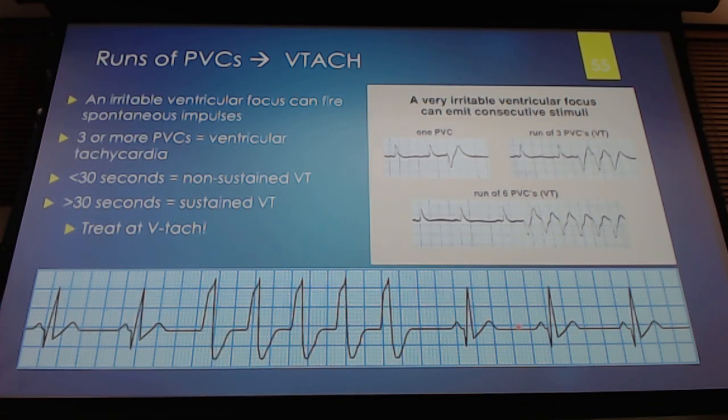Now you can get runs of PVCs, and we call that VTAC. Runs of PVCs, 3 or more, is technically considered ventricular tachycardia. If it is less than 30 seconds, it's considered non-sustained ventricular tachycardia. Greater than 30 seconds is considered sustained ventricular tachycardia. Either way, if we have sustained ventricular tachycardia, we're going to treat this as VTAC. Again, we're not talking about treatments here. Runs of PVCs get very concerning, because something is really irritating the ventricles and causing this to occur.